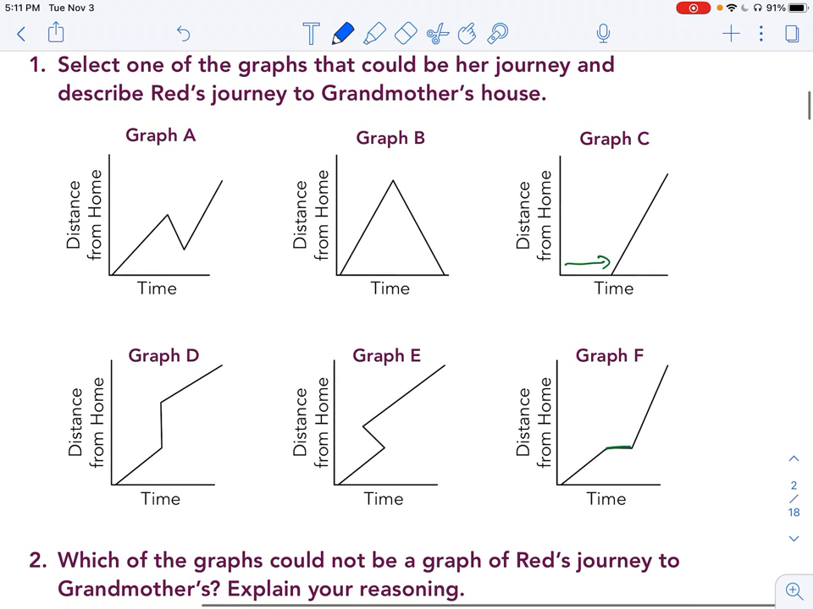So let's look at each one of these graphs. The first thing we have to look at is the time. If you notice on the bottom of these, on the x-axis, every single one of them is time. And then over here on every single one of them, it's distance from home. So this right here is distance, or is home at the origin? Well, actually, I lie. This is home right here. All the way across the x-axis, that is home. Okay, let's talk about this.